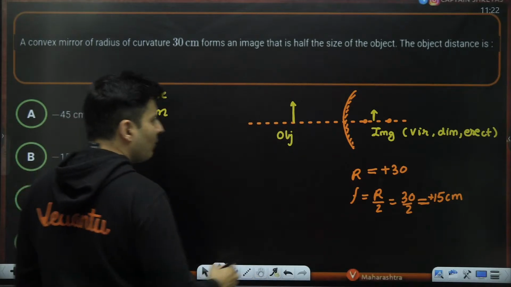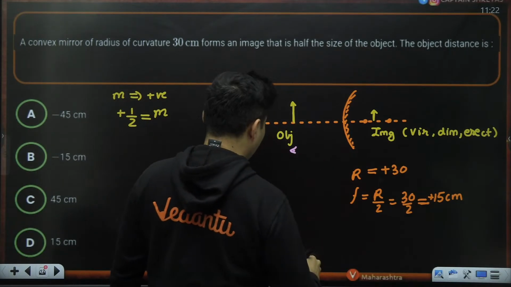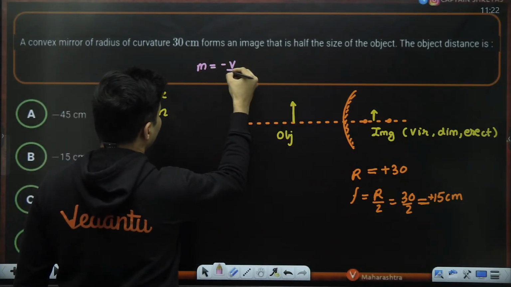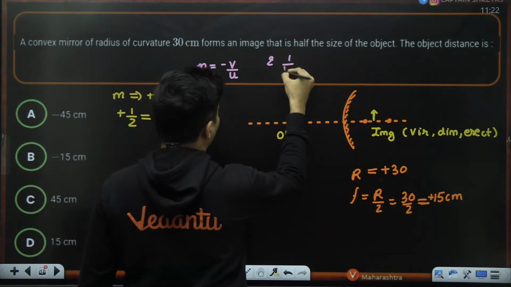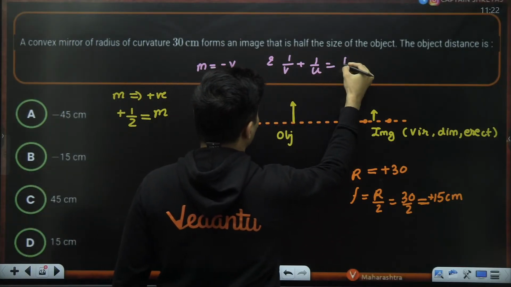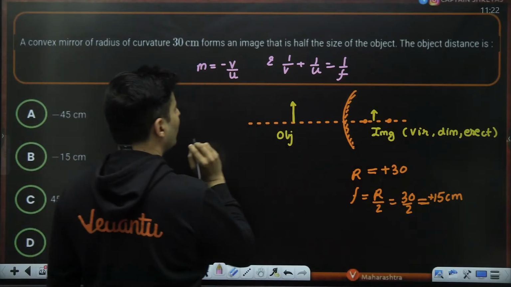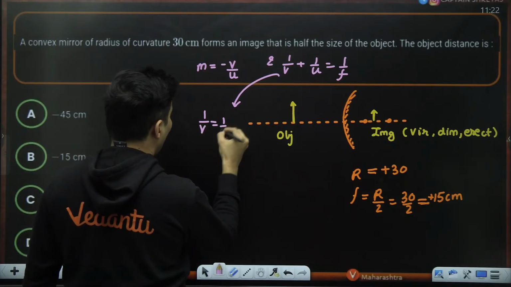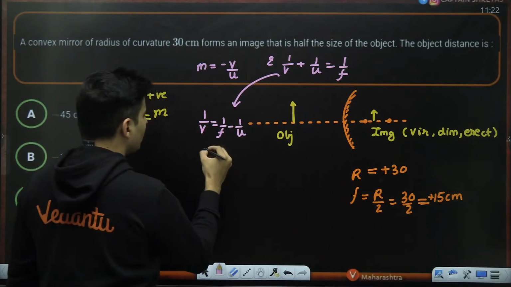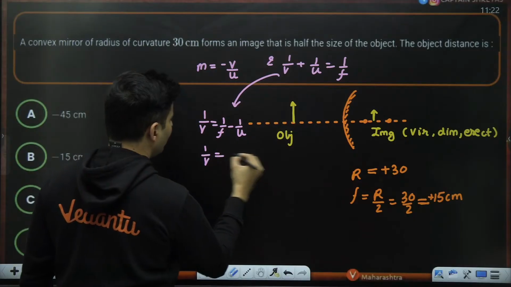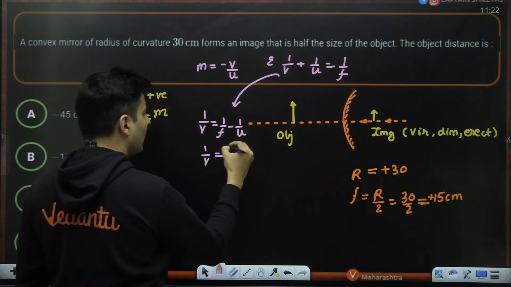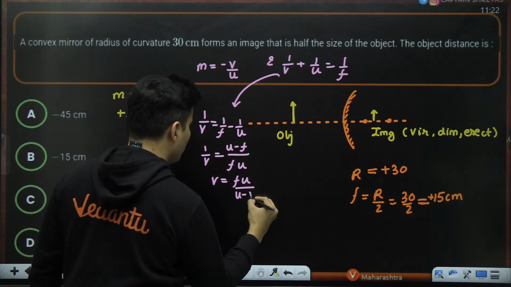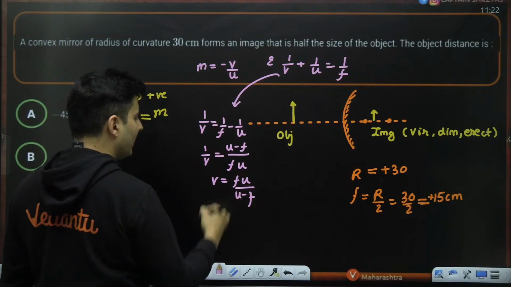What we can do, again, we can say that usually our magnification is minus V by U, and 1 by V plus 1 by U is equal to 1 by F. I want to get rid of V. So from here, 1 by V is equal to 1 by F minus 1 by U. Therefore, 1 by V is equal to (U minus F) by FU. Therefore, V is equal to FU divided by U minus F.